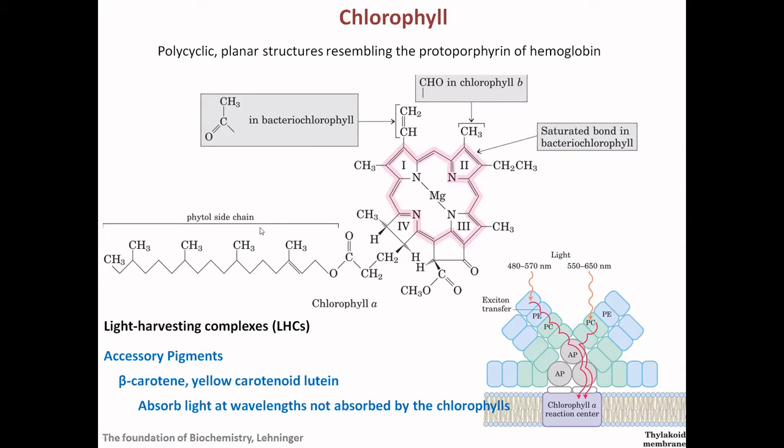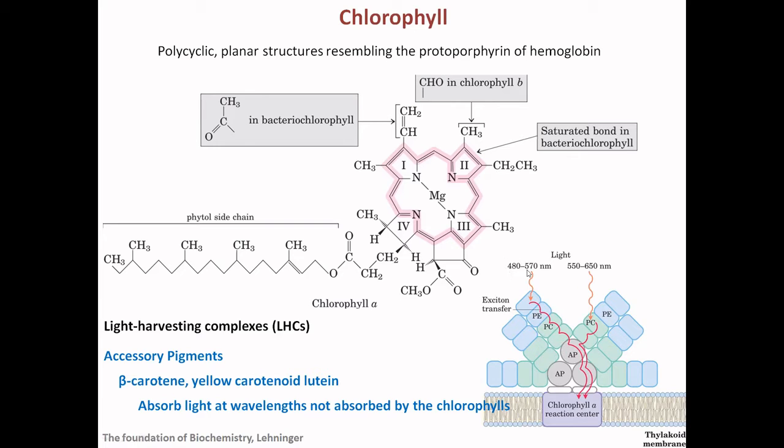And there is a phytyl side chain in this case. And this is the series of the light. This is the chlorophyll A reaction center. So we have 1, 2, 3, 4, 5, 6, 7 photo absorbing molecules here. The PE stands for phycoerythrin. This is phycocyanin, and this is yellow phycocyanin.